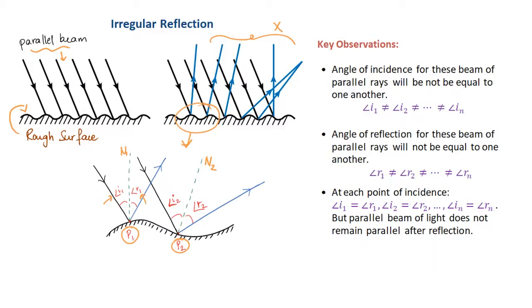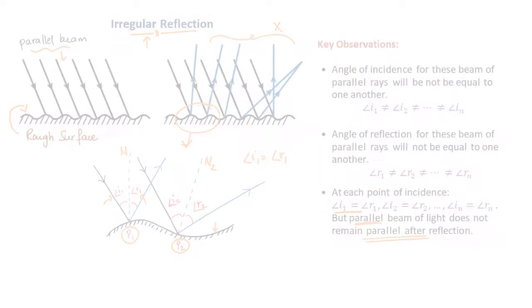Observe that the laws of reflection still hold true for a rough surface. But for a rough surface, the parallel beam of light will not remain parallel after reflection. This is because of the surface irregularities on the surface. So this type of reflection is called क्या? Diffused या फिर irregular reflection. Diffused or irregular reflection takes place when light is incident on a rough surface.